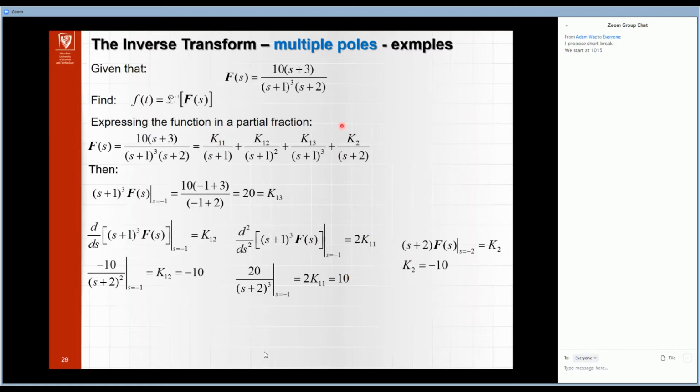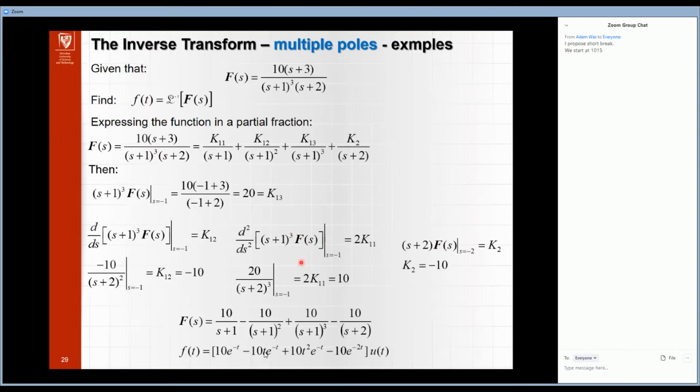And at the end, from the theory connected with the single pole, we calculate K2. At the end, we obtain such a function. So of course separately, this is connected with the first one, the second one, and the third, and the last one.